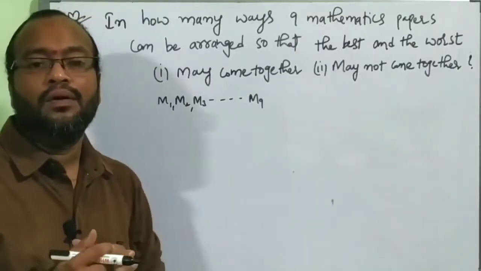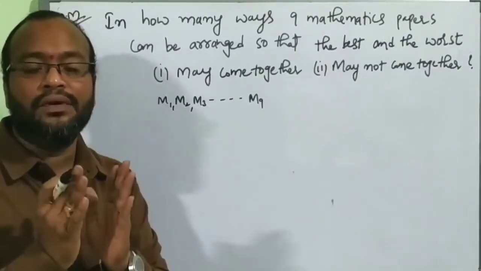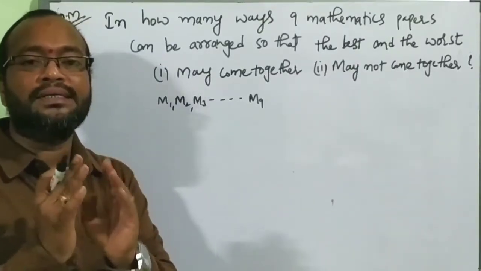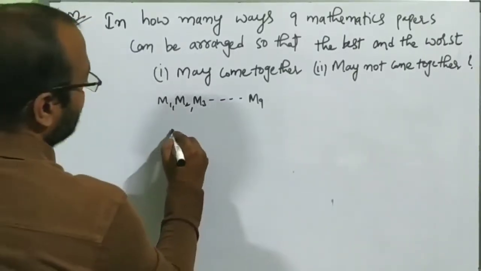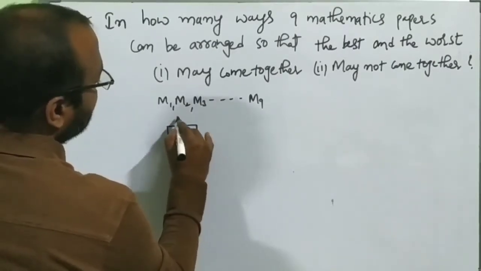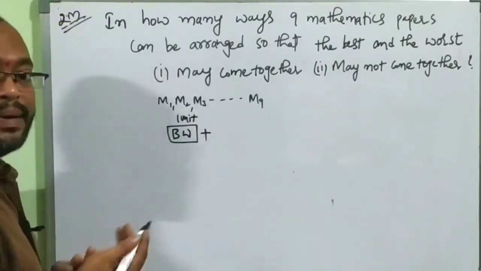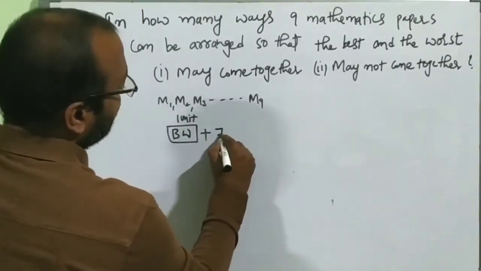Now, these 2 papers come together. This is our condition. So whenever come together is there, those 2 papers are considered as one unit. Look here now: the best paper and the worst paper, consider these 2 papers as one unit. Plus, how many papers are remaining? Out of 9, 2 papers are taken. Remaining 7 papers are there.